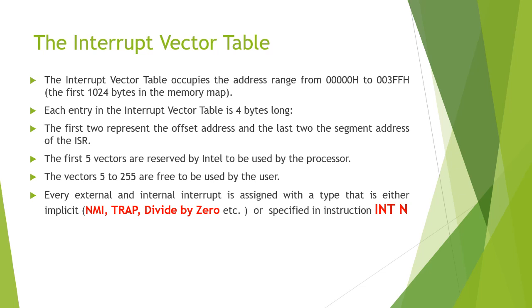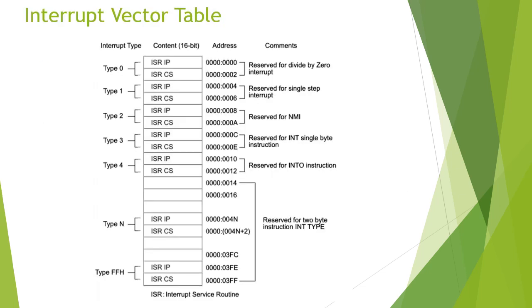The first 5 vectors are reserved by Intel to be used by the processor, and vectors 5 to 255 are free to be used by the user. Every external and internal interrupt is assigned a type that is either implicit, as in the case of NMI, trap, divide by zero, etc., or explicitly specified in the instruction like INT n, as in the case of a software interrupt.